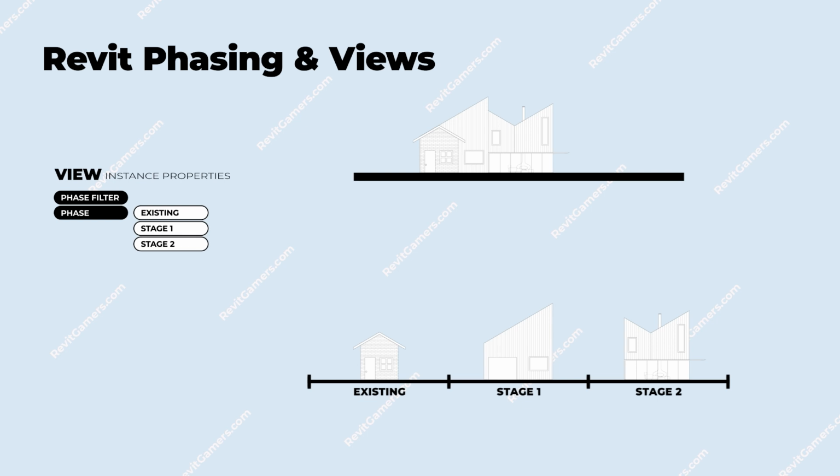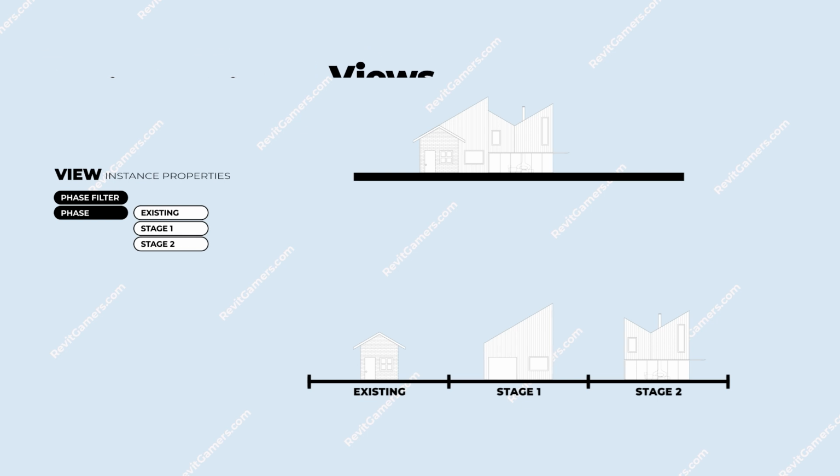By assigning a phase to a view using the phase parameter, we determine which objects are considered new, which are considered previous or existing, and which objects are future objects only in the current view. For example, if we set the phase parameter to stage 1 in this elevation view, all stage 1 objects will be considered new, all existing objects will be regarded as previous, and all stage 2 objects will be tagged as future, meaning they will be hidden since we cannot see future objects.